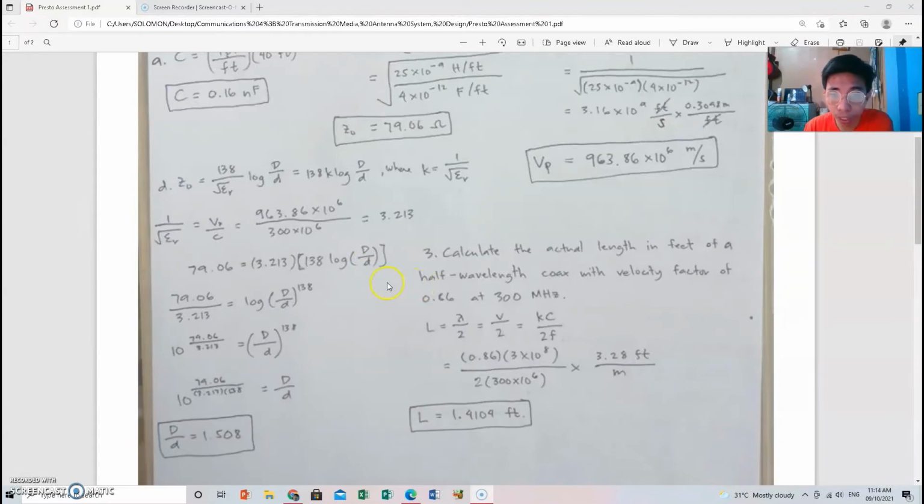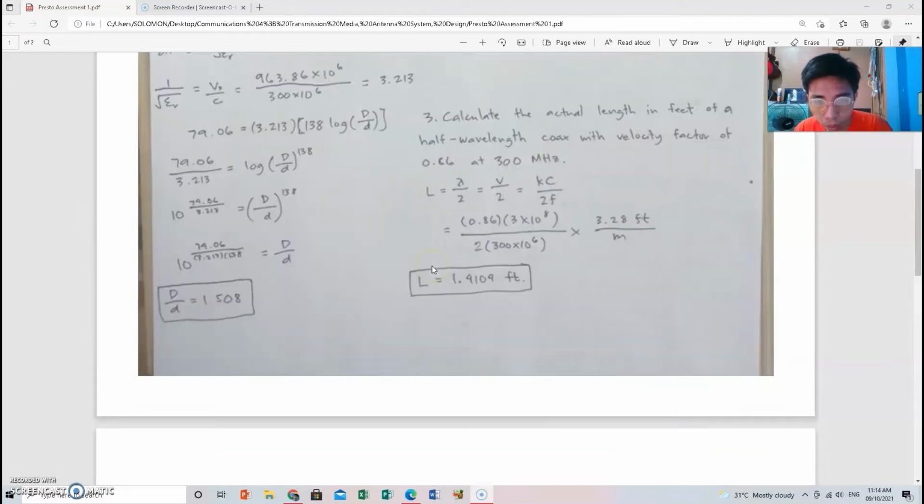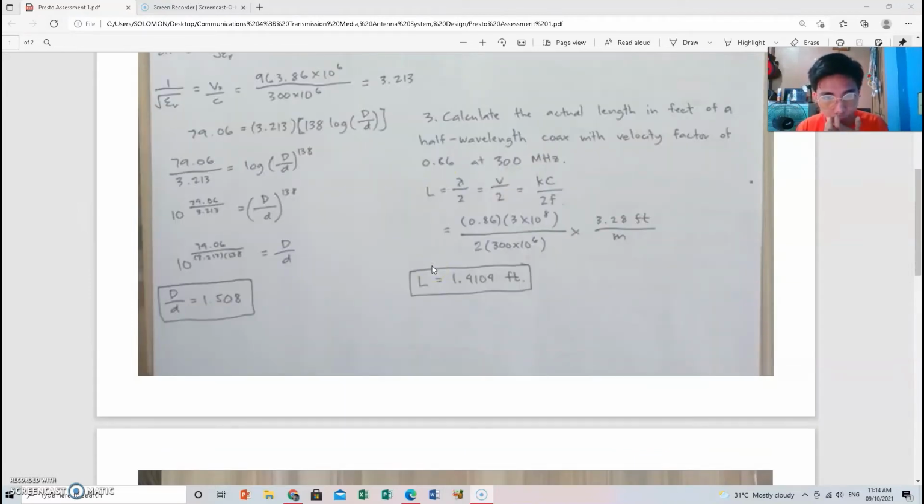So moving on with the next problem. Here we have problem number 3. Calculate the actual length in feet of a half-wavelength coax with velocity factor of 0.86 at 300 megahertz. So we have the formula. The length is equal to the wavelength over 2, since it is a half wavelength coax.